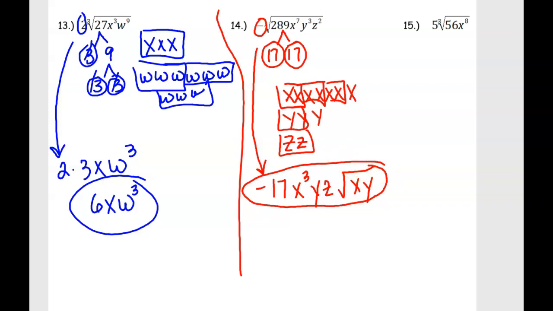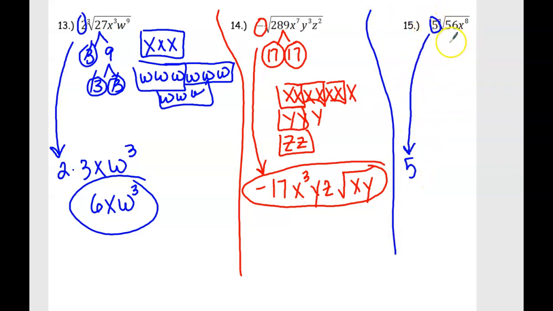Okay, and we've got one more. This one we're looking for our triples, so we're going to bring our 5 down so we don't forget about it. 56, I'm going to do 7 times 8, circle my 7, we've got 4 times 2, and then 2 times 2. Again, we're looking for our triples. So I've got triple 2's, so I'm going to pull that out. And now looking at what's left inside, we've got just the 7.